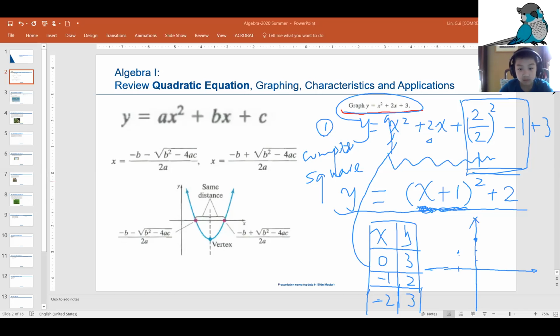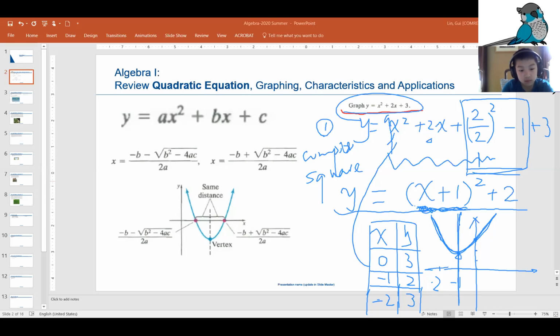When you go -2, here becomes 3 again. All right, so if you connect this one together, you can find out. Okay, let's go back to see this one. What's the axis of symmetry? X equals -1, right? This is one axis of symmetry.